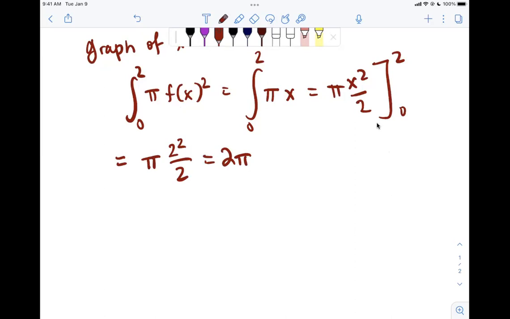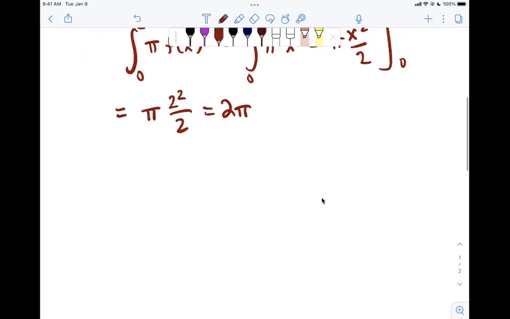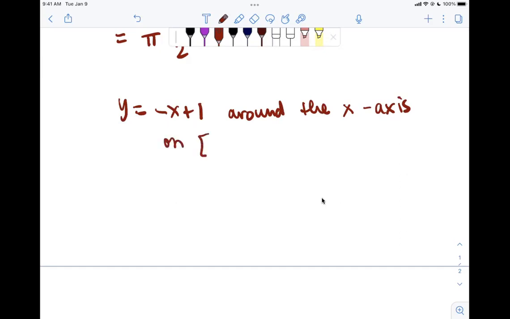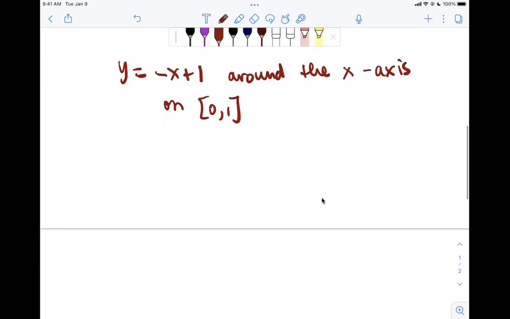So let's do another one. Let's find the volume of a solid formed by revolving the curve y equals negative x plus 1 around the x-axis, from 0 to 1. I'll just pause for a moment so you can try and solve this on your own, and then I'll go over the answer in just a minute.